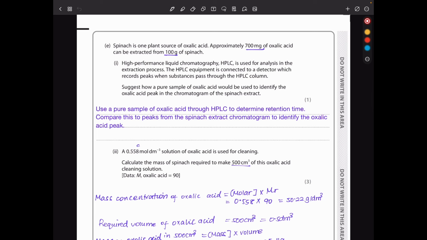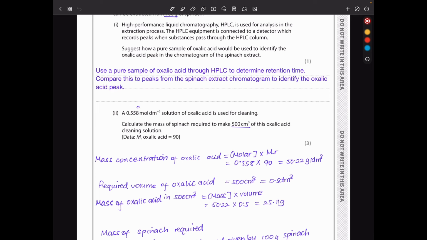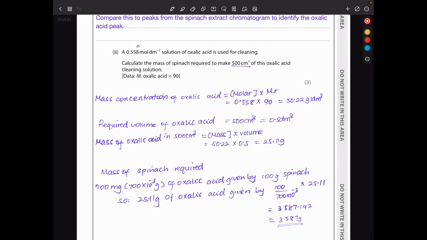Suggest how a pure sample of oxalic acid would be used to identify the oxalic acid peak in the chromatogram of spinach extract. So here you will use a pure sample of oxalic acid, run it through an HPLC machine to determine the retention time, and then you compare the peaks from the spinach extract chromatogram to identify the oxalic acid peak. The next they say a 0.558 mole per decimeter cube solution of oxalic acid is used for cleaning.